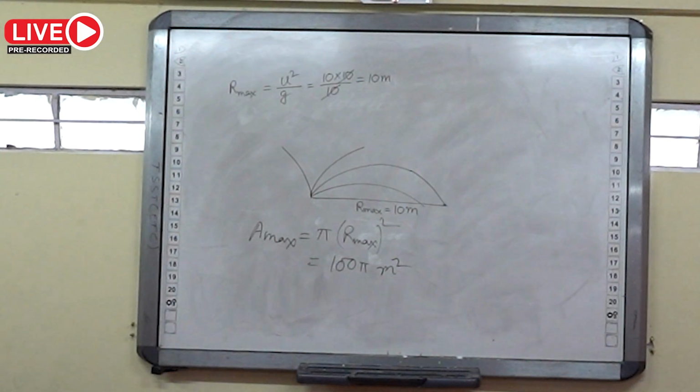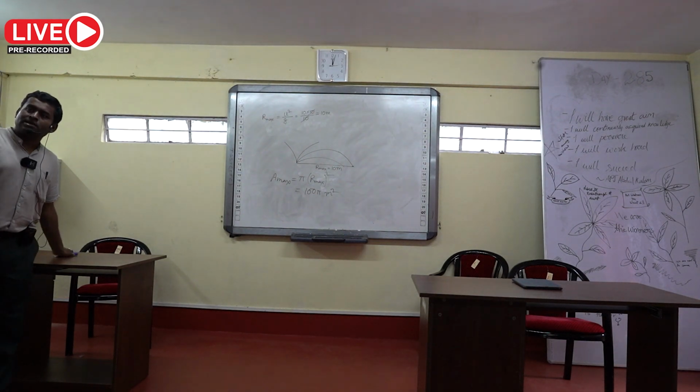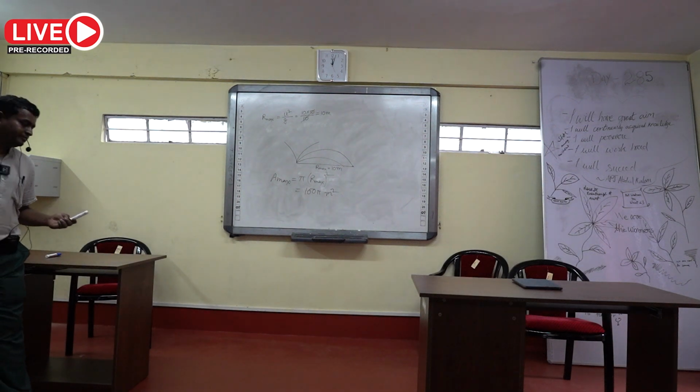In one direction it can reach maximum up to 10 meter. Then in all such directions the sprinkler water will be coming out, so it will reach pi into r square area. So frequently this type of question can come in NEET, because these are not that difficult. Small calculations are required for this. So these are almost probable questions in NEET.